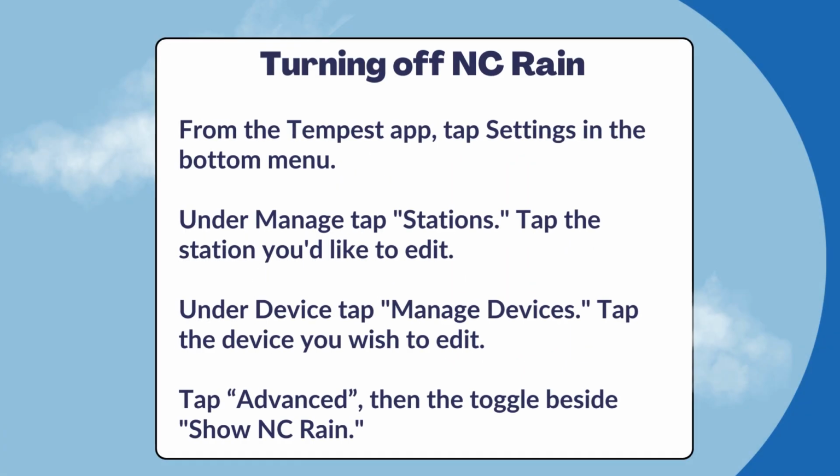From the Tempest app, tap Settings in the bottom menu. Under Manage, tap Stations. Tap the station you'd like to edit. Under Device, tap Manage Devices. Tap the sensor you wish to edit. Then tap Advanced, then the toggle beside Show NC Rain. Return to your Tempest data by tapping Weather in the bottom menu.